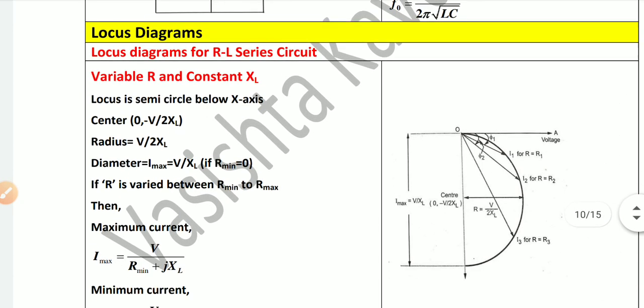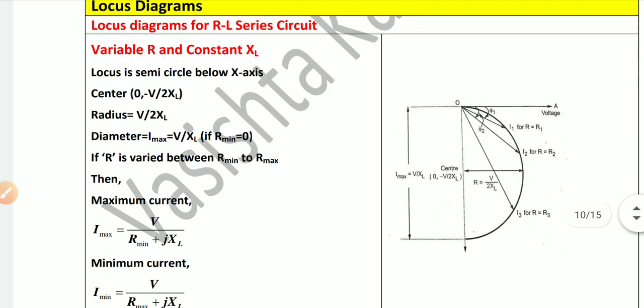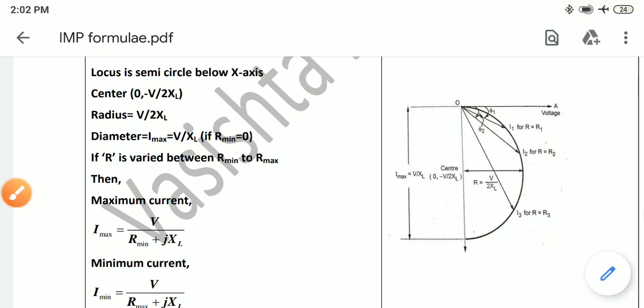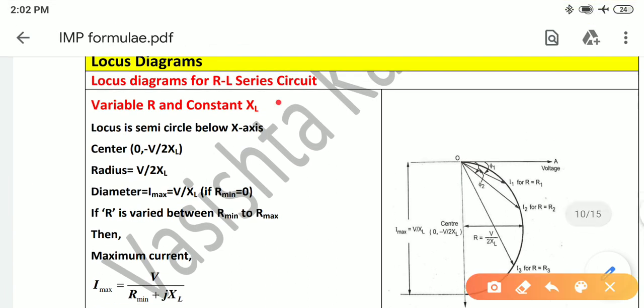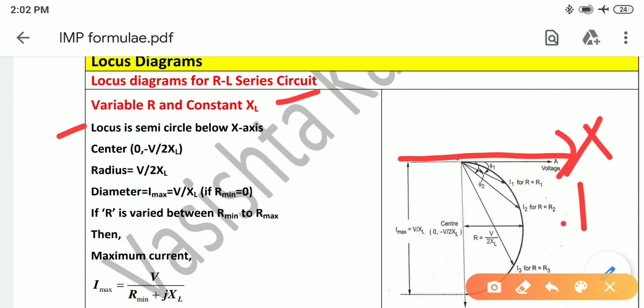Next, we'll see some important points regarding locus diagrams. First, locus diagrams for RL series circuit. Here, for variable resistance and constant XL, the locus is a semicircle below the x-axis. This is the x-axis, that is the voltage axis. So we are drawing the locus below the x-axis as a semicircle.